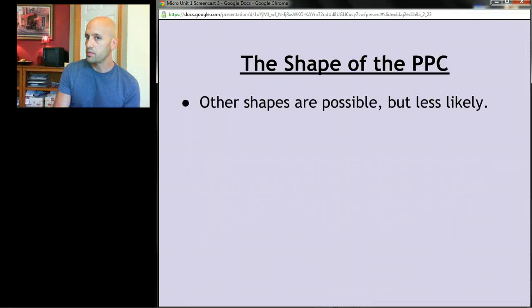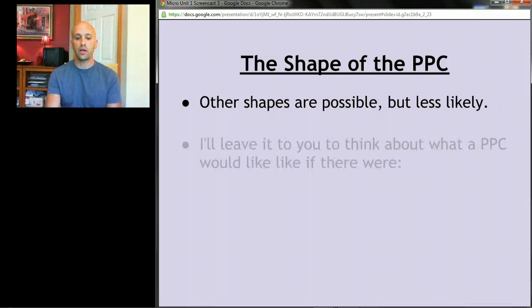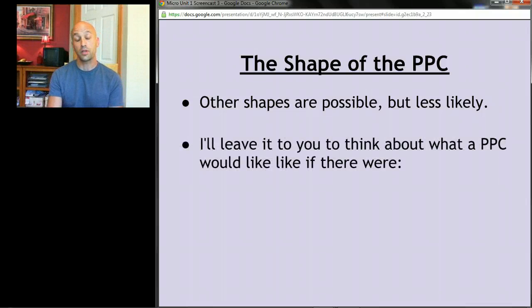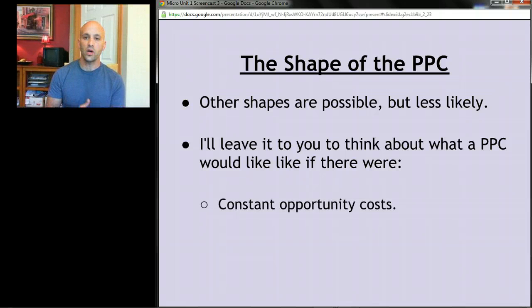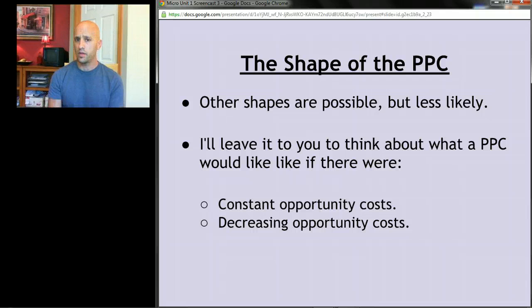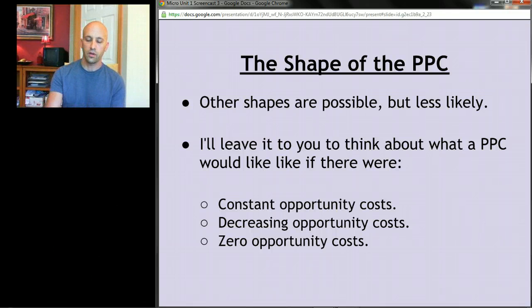Now, other shapes of production possibility curves are possible, but they're less likely. And I'll leave it to you to think about what a production possibility curve would look like if there were constant opportunity costs. What if you had to give up the same amount of pizza or the same amount of robots for each additional unit of the other that you wanted? What about decreasing opportunity costs? What if you had to give up less and less the more and more you wanted of the other good? Most confusingly, what if there were 0 opportunity costs? What would the production possibility curve look like if you didn't have to give up any robots to get more pizza? I'll leave it to you to think about those.